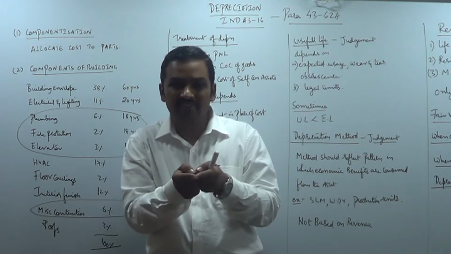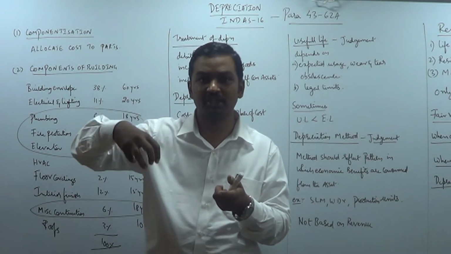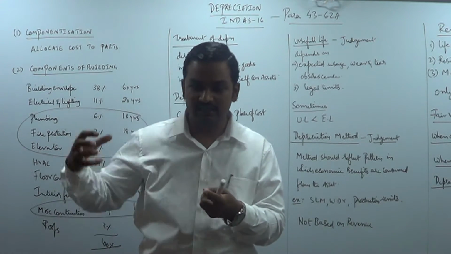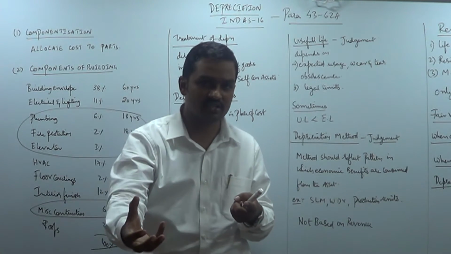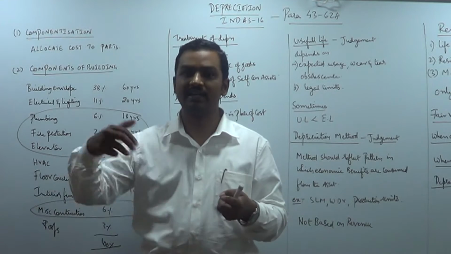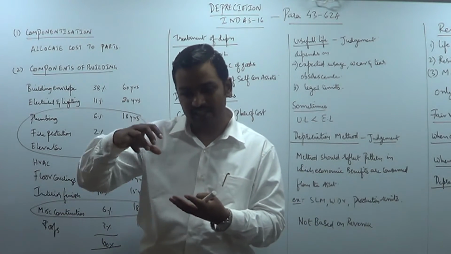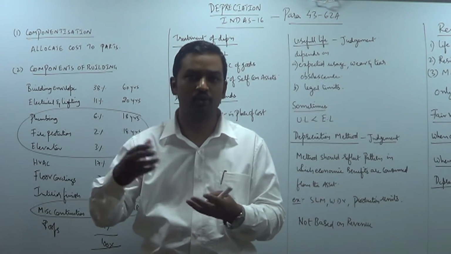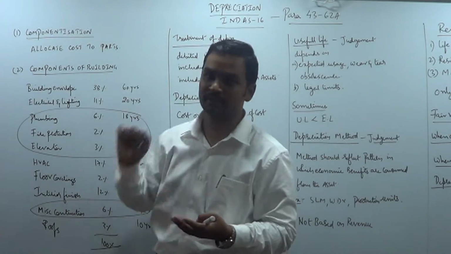The body may have a life in years. The landing gear may have a life which is measured in number of landings. The engine life may be measurable in number of flying hours. Control equipment can again have a life based on number of years. So based on their independent lives, we are going to depreciate them separately. That is what the standard says about componentization.